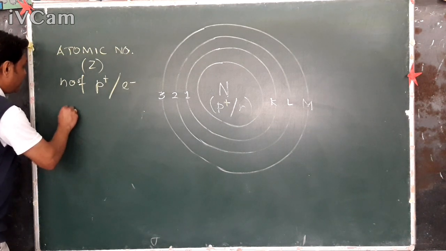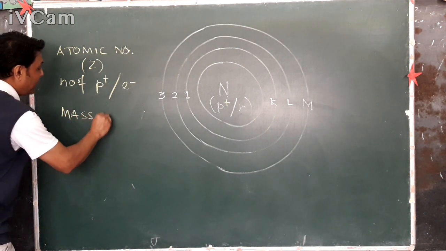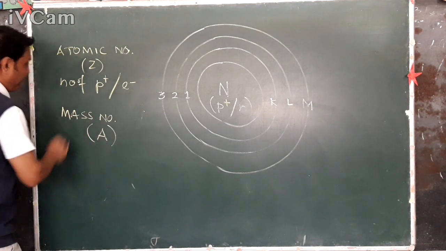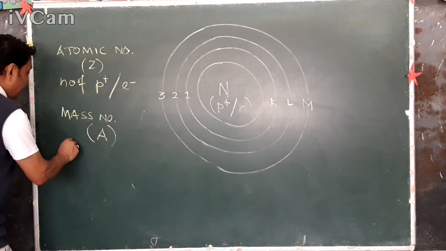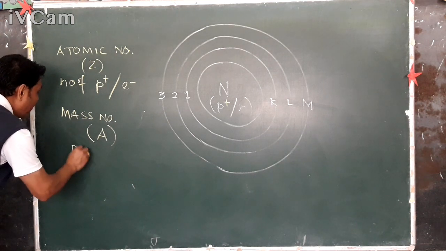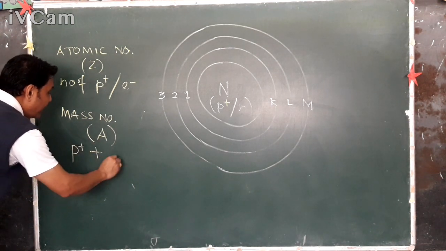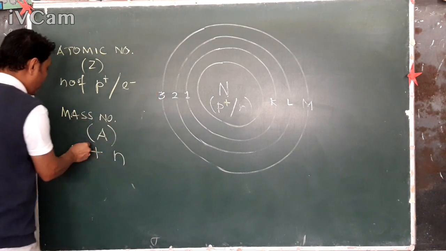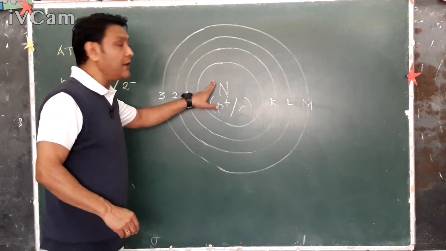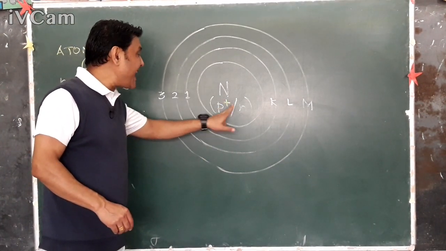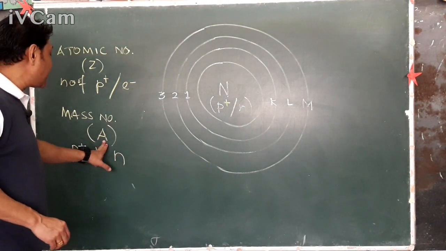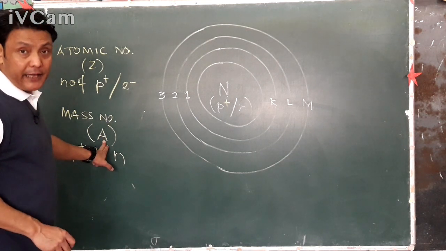The next one is the mass number, or the atomic weight, which is represented by the capital letter A. Mass number is the total number of protons and neutrons together in the nucleus of an atom. So the total number of nucleons in the nucleus, the number of protons and the number of neutrons together, is known as the mass number, and it is represented by capital letter A.